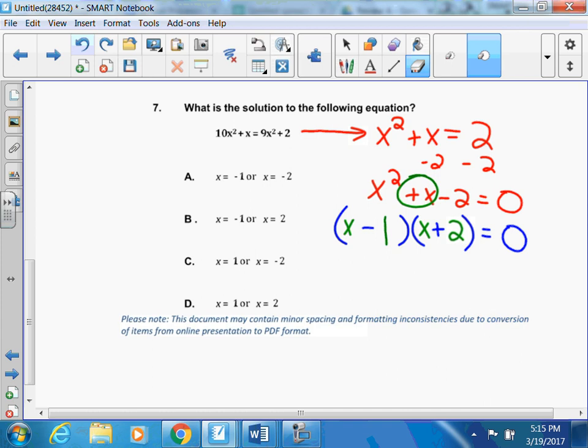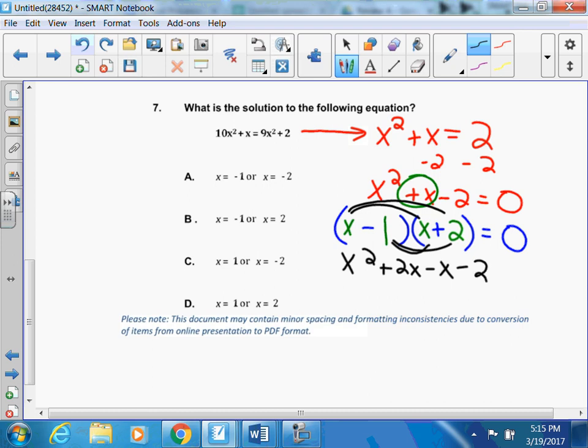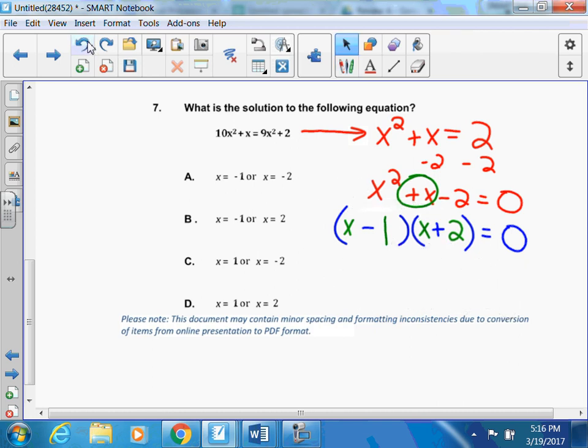Now, if you want to double check to make sure we were correct, what we could do is FOIL. x times x is x squared. x times 2 is 2x. Negative 1 times x is negative x. And negative 1 times 2 is negative 2. So you'd have x squared, and 2x minus x would be plus 1x, and then minus 2. So we get right back to what we started with. All right? So as of right now, we have it factored.